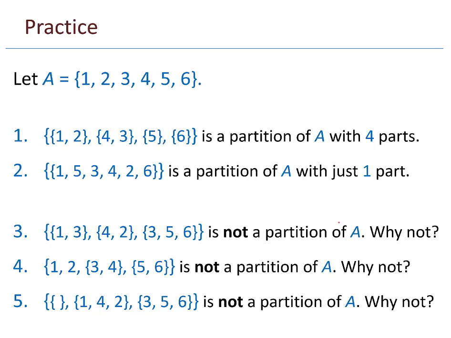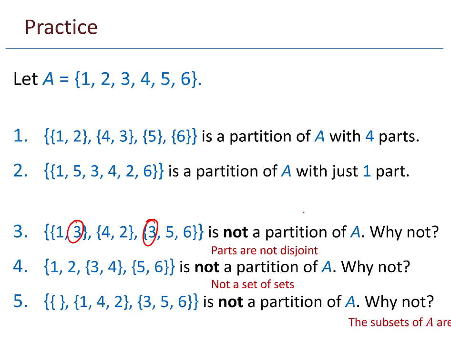Alright, so number 3, why is 3 not a partition? Well, the parts are not disjoint, so it looks like I can see a 3 here and a 3 there, not disjoint. How about number 4, why is 4 not a partition? It's not a set of sets. This 1 and 2 are just kind of hanging out. I guess if I had done something like that, then that would be a valid partition, or if we had put the 1 and the 2 into their own little sets, that would be a valid partition, but not as it stands originally. And the last one, number 5, why is this not a partition? The subsets of A are supposed to be non-empty, so we wouldn't include the empty set as one of those elements.